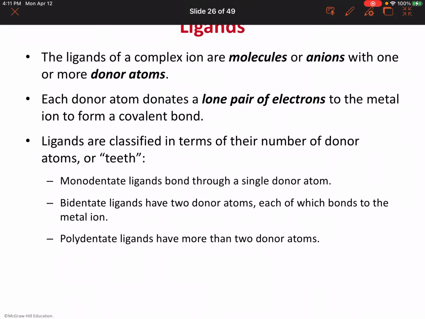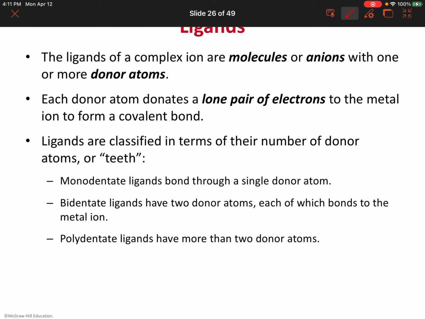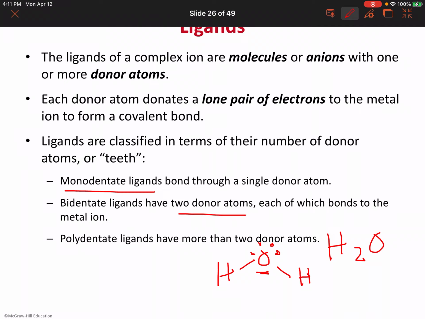Monodentate ligand, for example, let's say we have water. Water is H2O. So HOH. So there are 2 lone pairs, but it has only 1 atom. So this is called a monodentate ligand, bond through a single donor atom. Bidentate ligands have 2 donor atoms, each of which bonds to the metal ion.